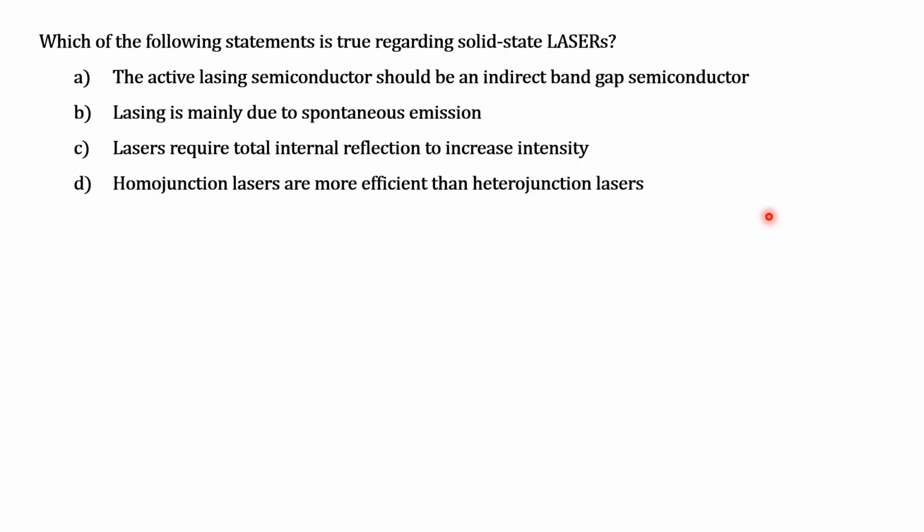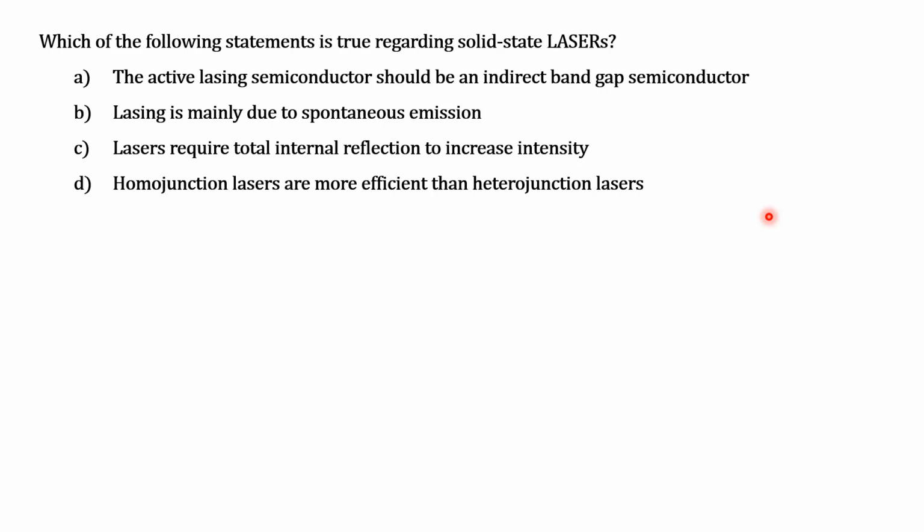So this is the next question. Which of the following statements is true regarding solid state lasers? Active lasing semiconductor should be an indirect band gap semiconductor. Lasing is mainly due to spontaneous emission. It requires total internal reflection to increase the intensity. Homojunction lasers are more efficient than heterojunction lasers. Straight C, option C, ma'am.